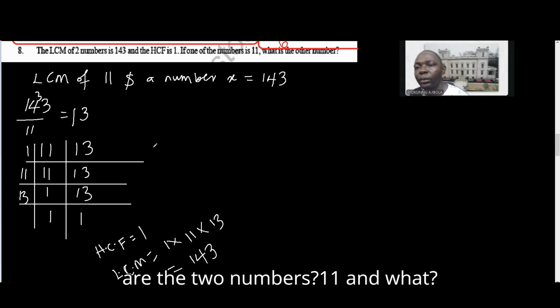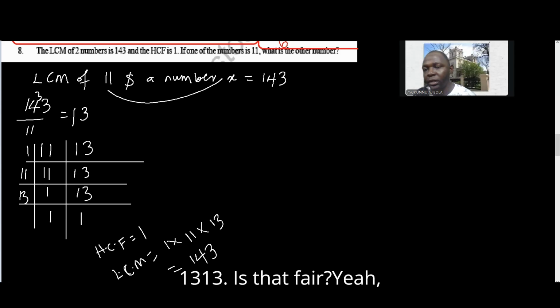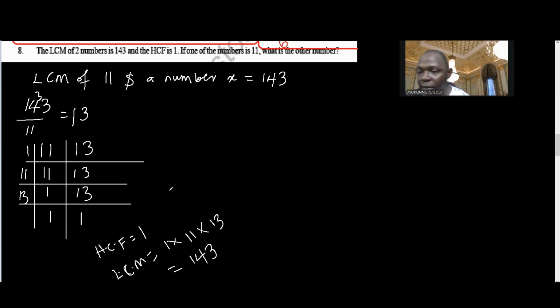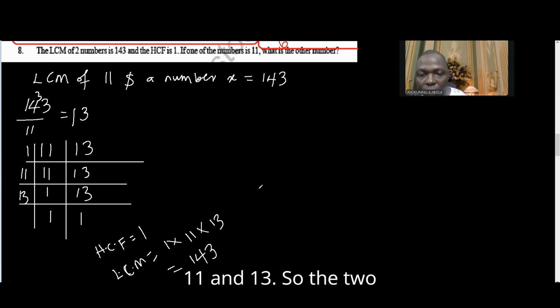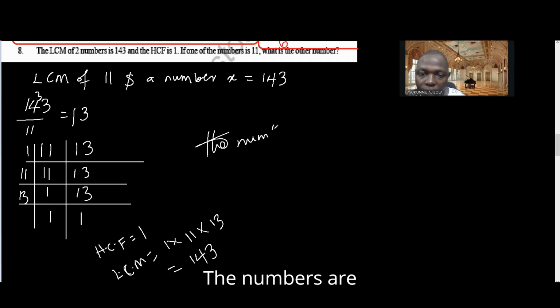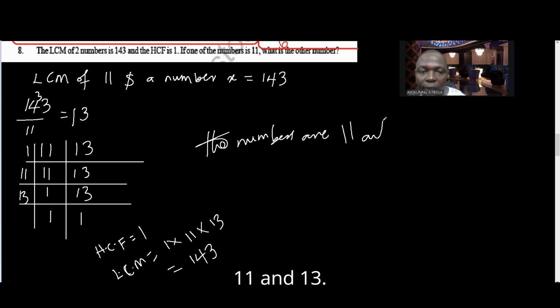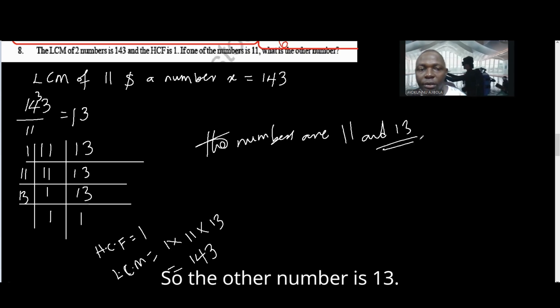So what are the two numbers? 11 and what? 13. Is that clear? 11 and 13. So the two numbers are 11 and 13. So the other number is 13.